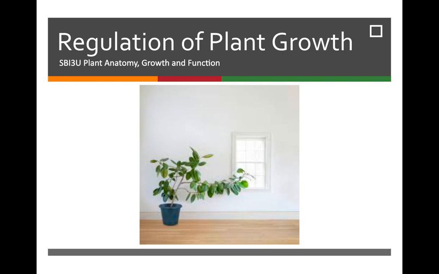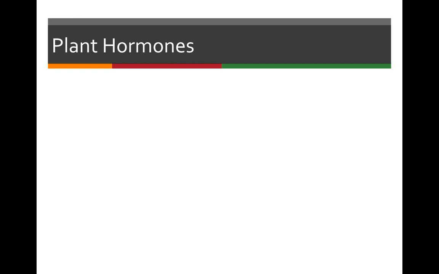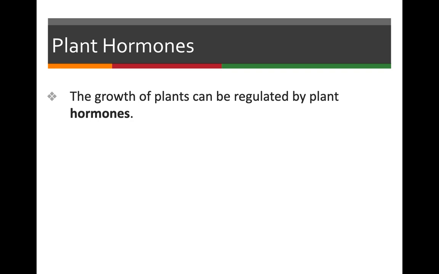In this video, we're going to talk about how plant growth is regulated. One way that plant growth is regulated is through the use of hormones. We have hormones in our bodies that control all sorts of different things, and plants are similar.